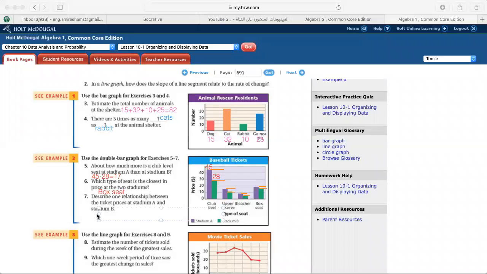So I'm going to write here: prices at Stadium A are greater than prices at Stadium B. Okay, here are the answers.